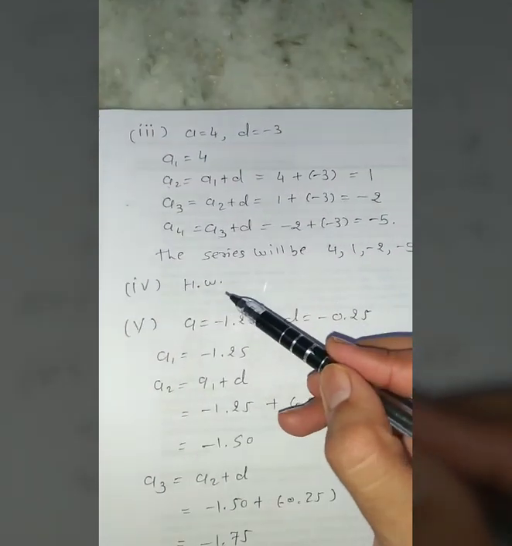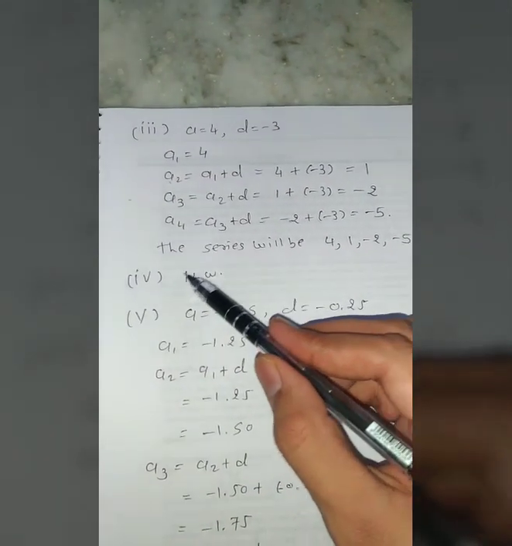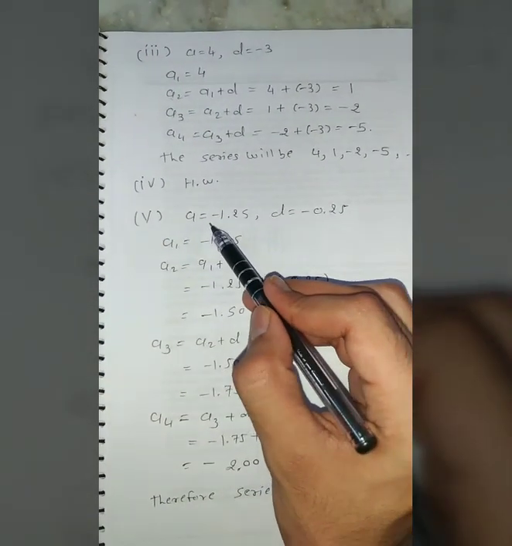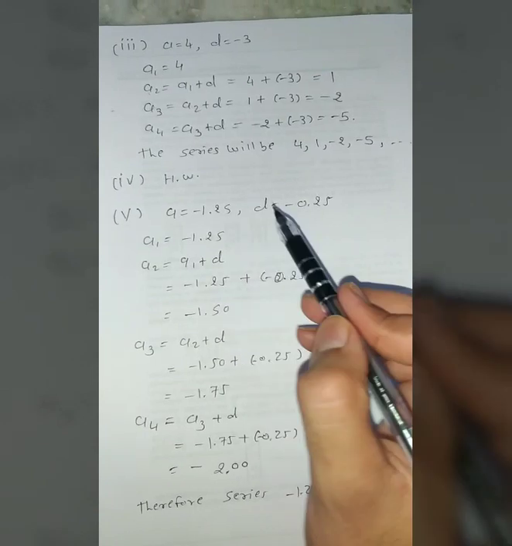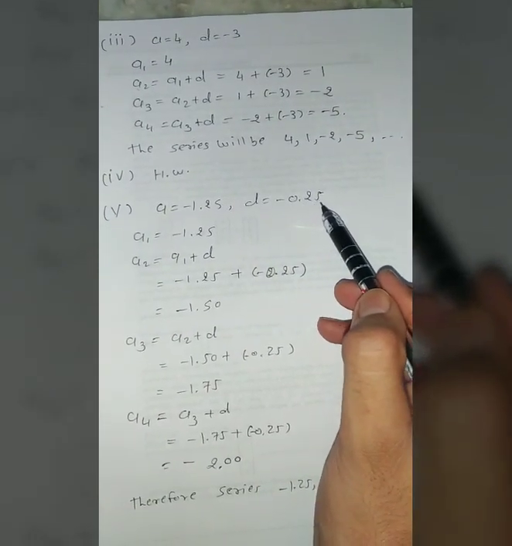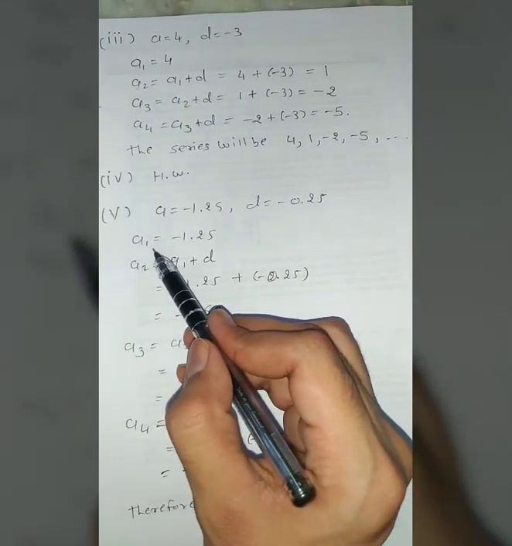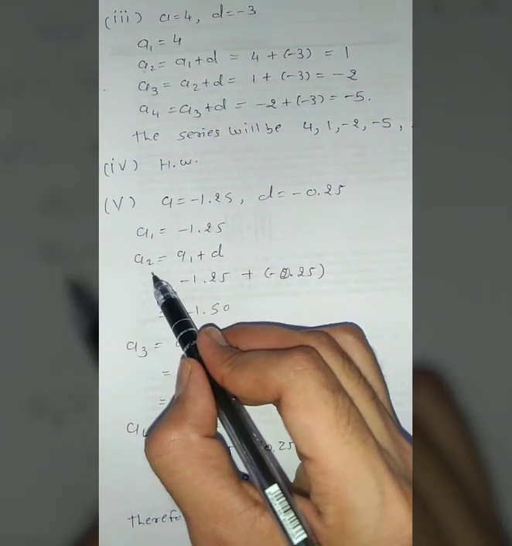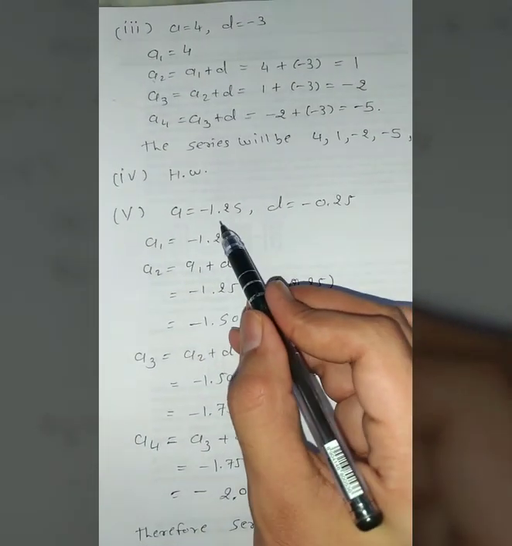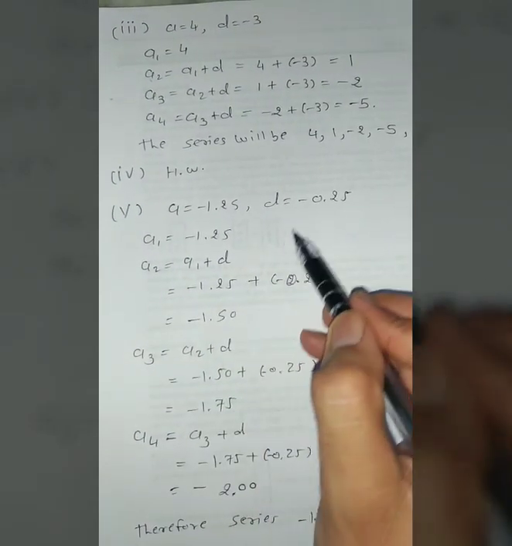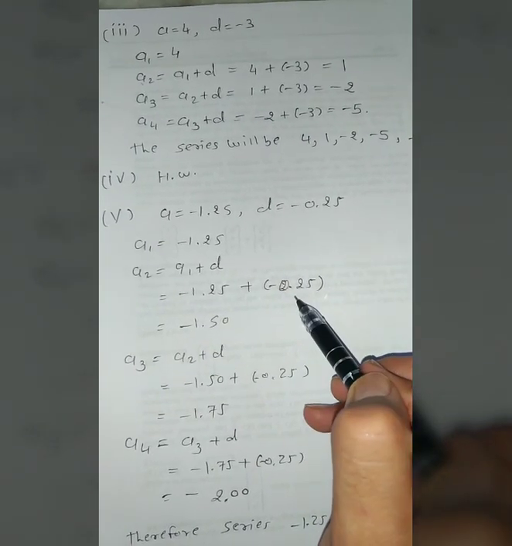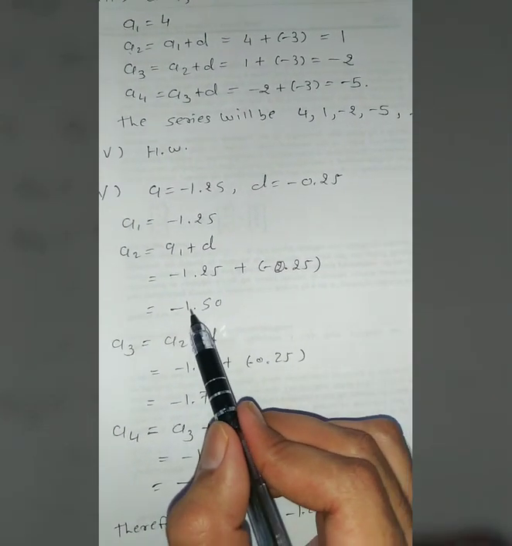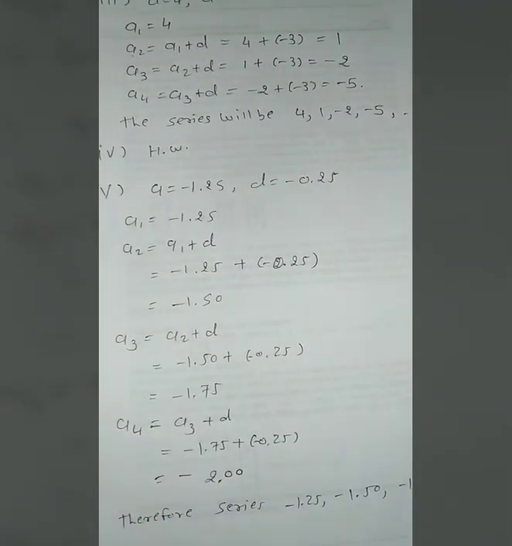Okay. Then the next example is in your homework. Let's take the last example. a is equal to minus 1.25, d is equal to minus 0.25. So a1 is equal to minus 1.25. Here a2 is equal to a1 plus d. a1 is minus 1.25 and d is equal to minus 0.25. Please make the summation of these two terms, it is equal to minus 1.50.